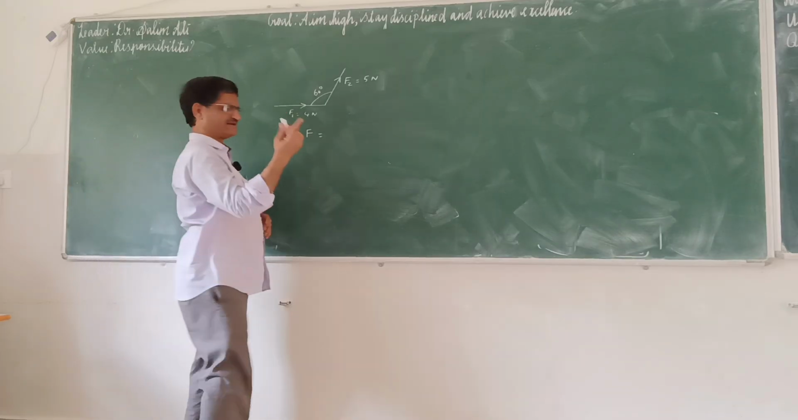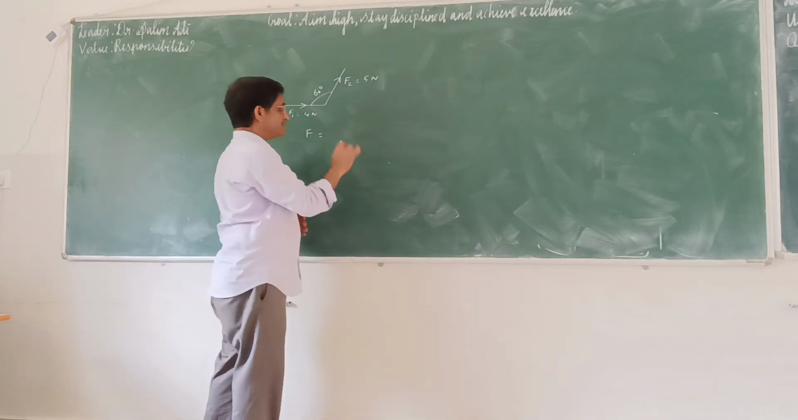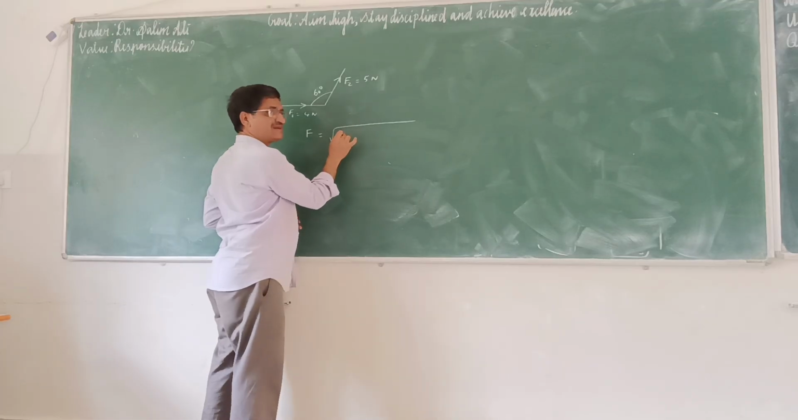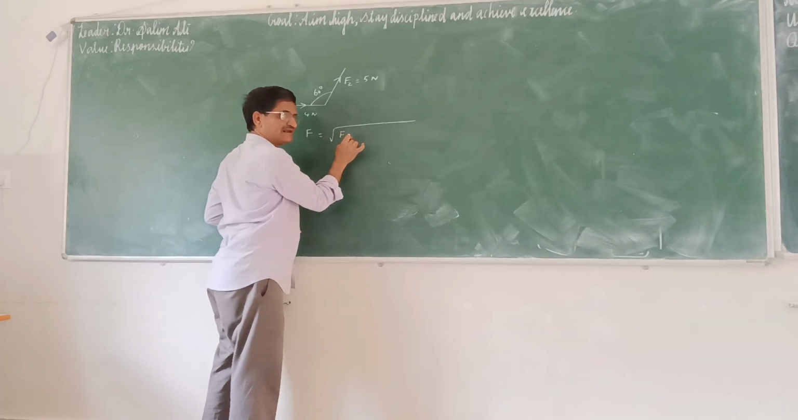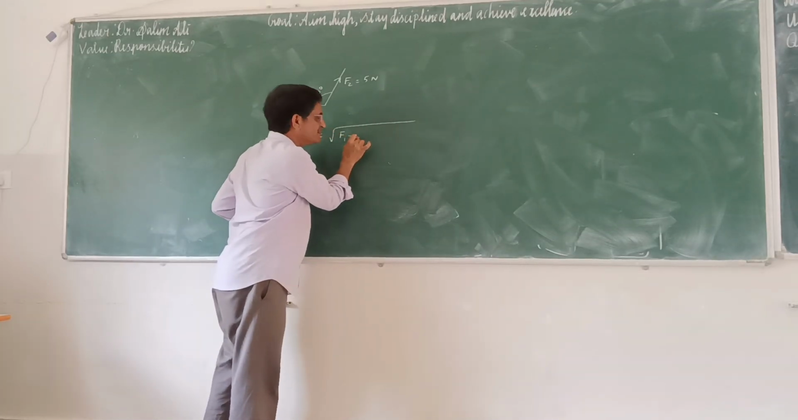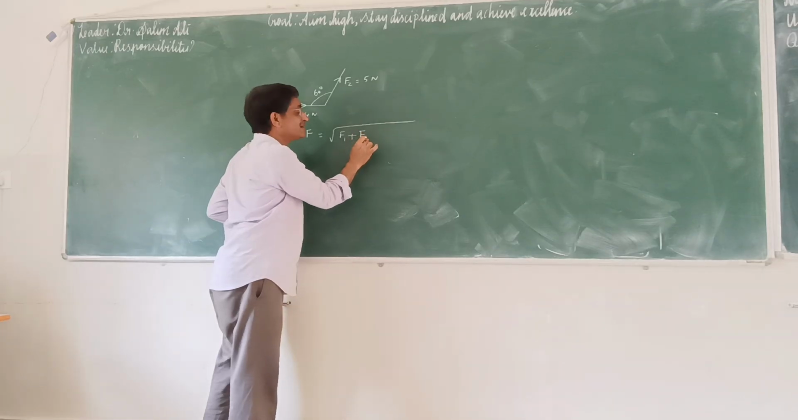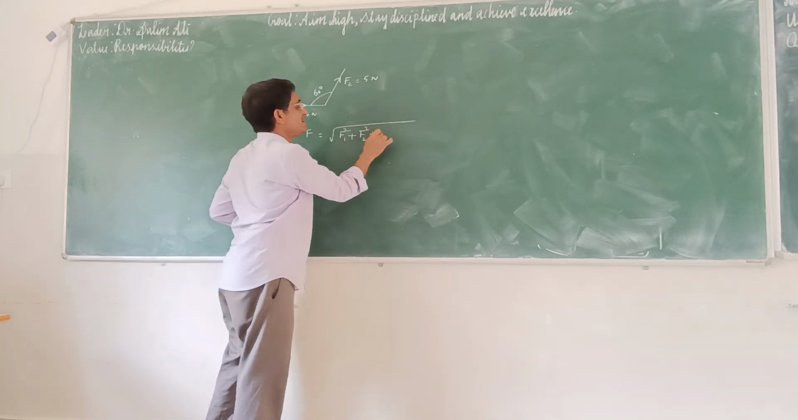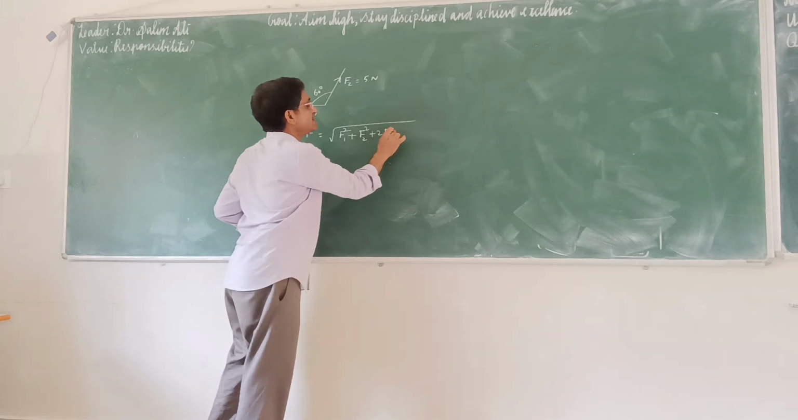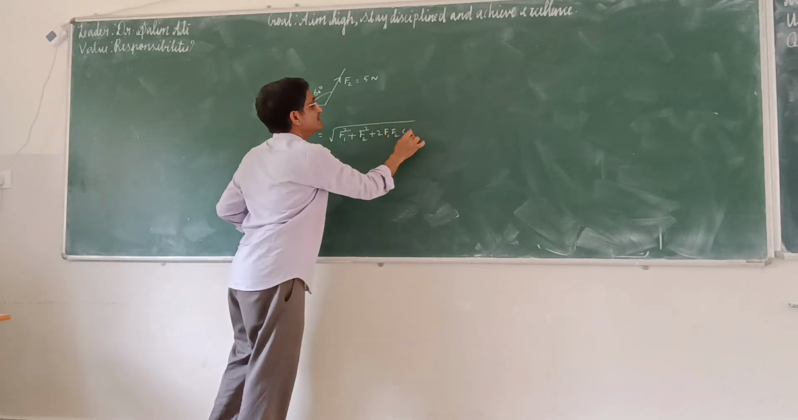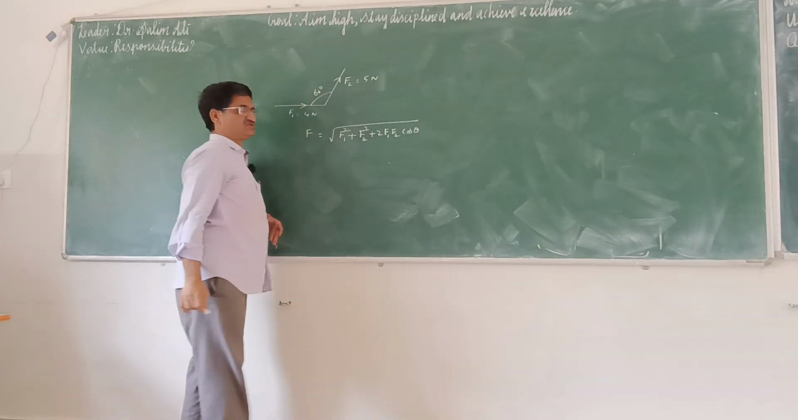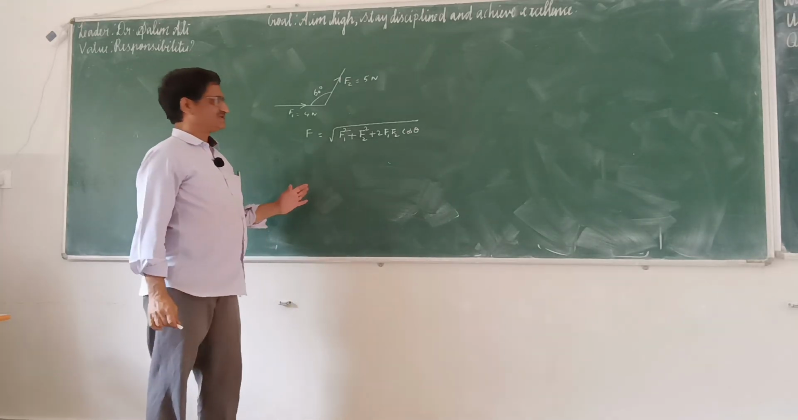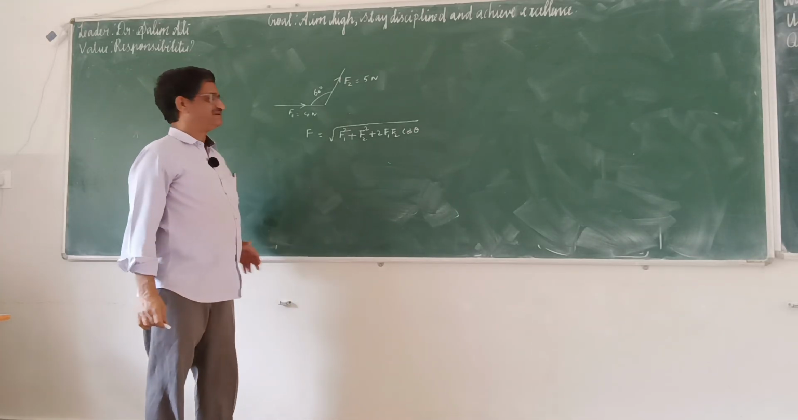Root of, anyone? You tell. Root of F1 square plus F2 square plus 2F1F2 cos theta. This is the formula. So you came nearly to that formula. Okay, very good. Please sit down.